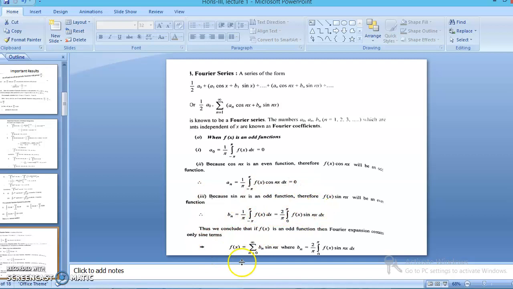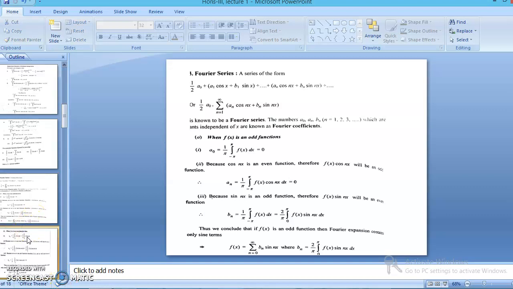So in this case, we conclude that when fx is an odd function, then the Fourier series contains only sine terms, as this Fourier coefficient is equal to 0. These are important results which we require for solving the questions regarding the Fourier series.